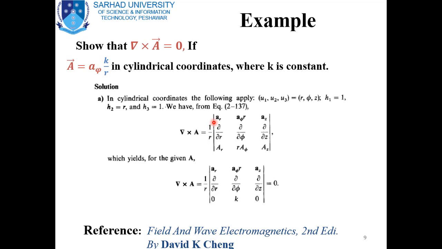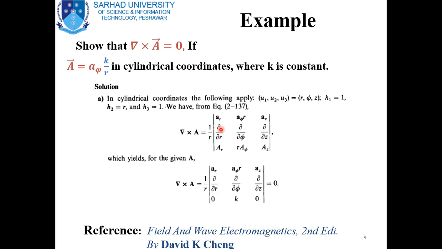So the curl of vector A in cylindrical coordinates is equal to 1 divided by r, and then we write the first row as ar, a phi into r, and az, which means that in the first row we write the base unit vectors of the cylindrical coordinates along with the metric coefficients, and then the second row is for the partial derivatives.